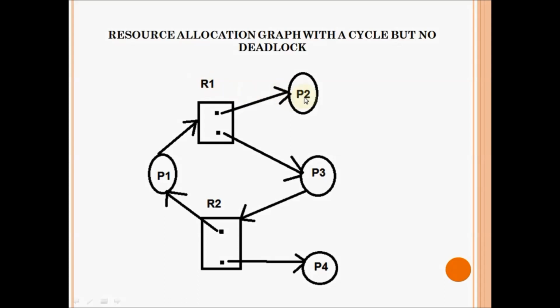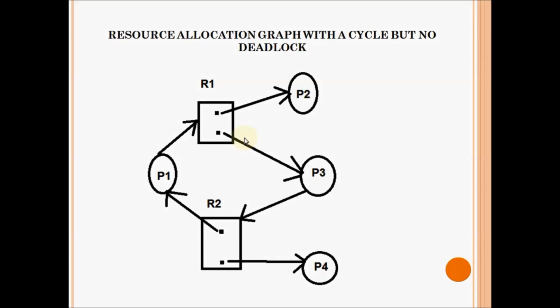So you can see here, P2 can complete without any problem, P4 can complete without any problem, P3 can also complete without any problem. Once you release P2 and P4, P3 can complete. In the same way, after the resource held by P3 is released, P1 can also complete without any problem. So P2, P4, P3, P1 can all complete without any problem. So there is a cycle, but here there is no deadlock. Getting, guys?